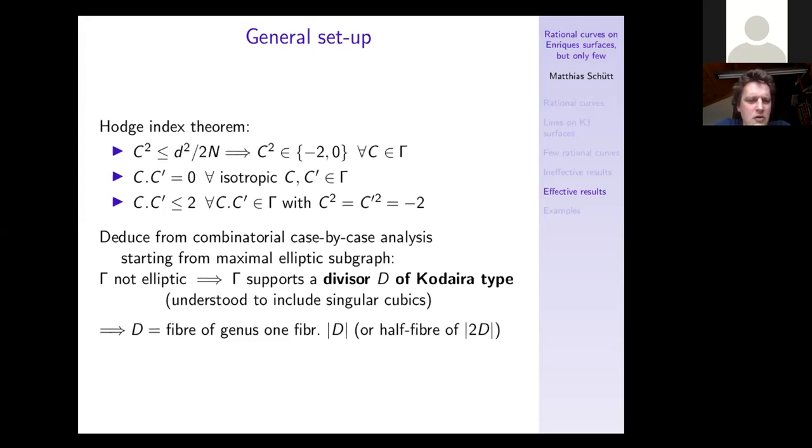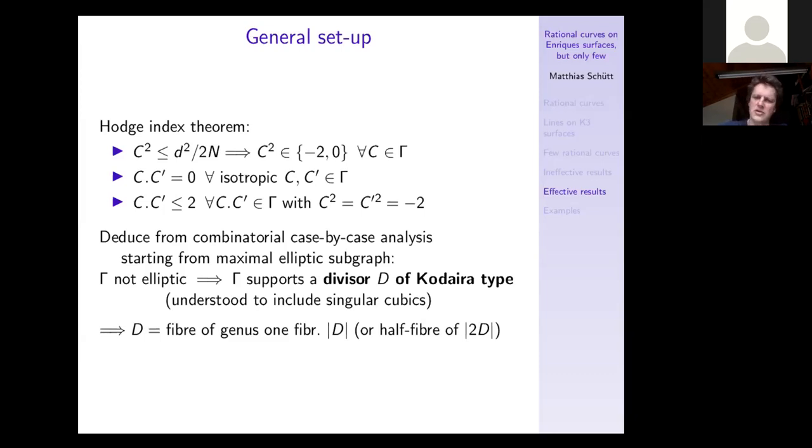Now, how do you proceed? You just do a case-by-case analysis, starting from elliptic subgraphs and then adjoining curves like this, to realize that as soon as gamma is not elliptic, then it supports a divisor D of Kodaira type. So this means a divisor which appears as a singular fiber of a genus 1 fibration, as studied by Kodaira. And here we understand this to include singular cubics.